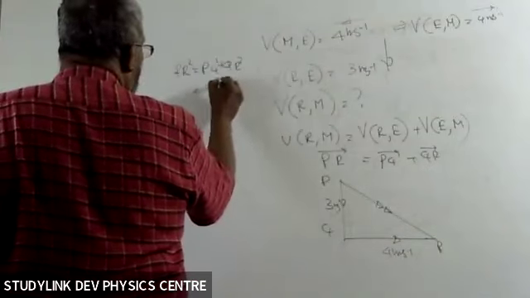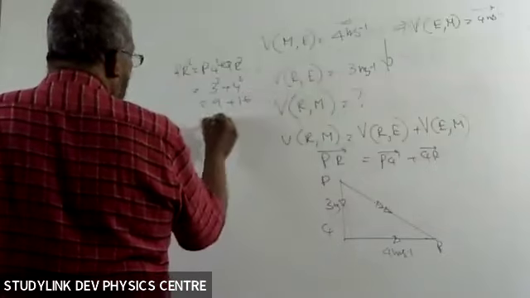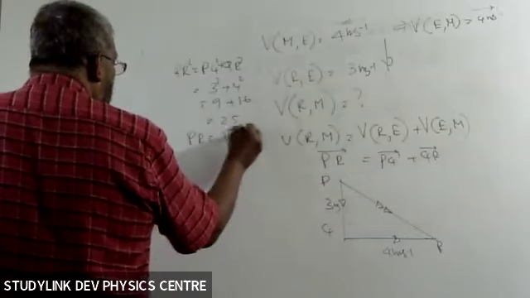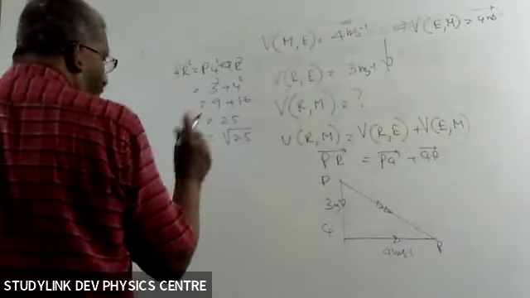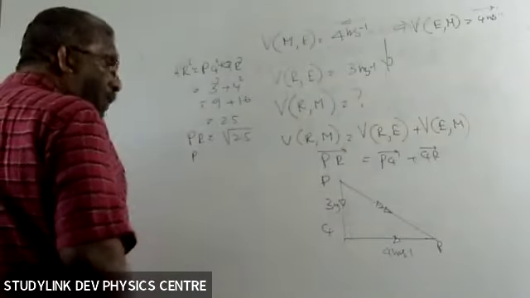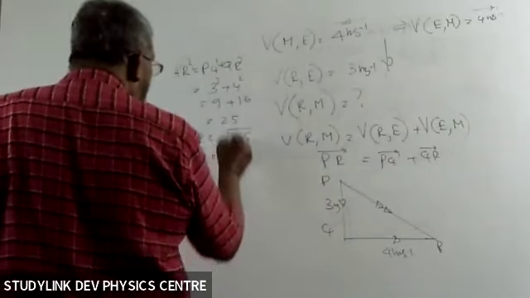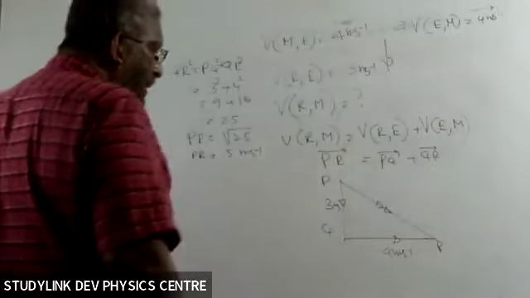Then PQ square is 3 square, this is 4 square. 9 plus 16, altogether 25. Then PR is square root of 25. Plus value is always taken, because normally when you take a square root, plus or minus both are correct. But here plus velocity only. Therefore 5 ms minus 1 is PR.